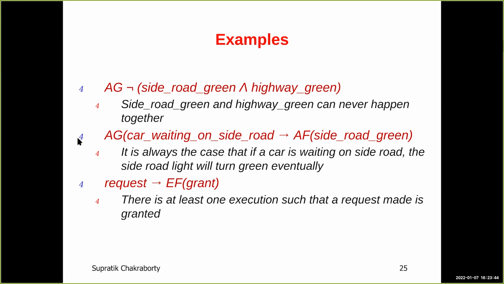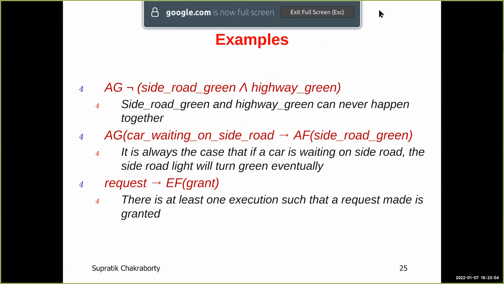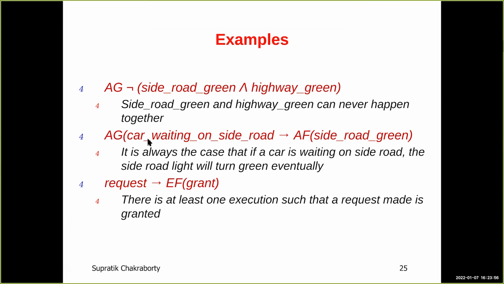This is saying that along all paths, it should always be the case that if there's a car waiting on the side road, then the side road should eventually turn green. So if in any state you see a car waiting on the side road, then starting from that state, in all the paths going out from that state, finally you should be able to see a side road green. Okay.